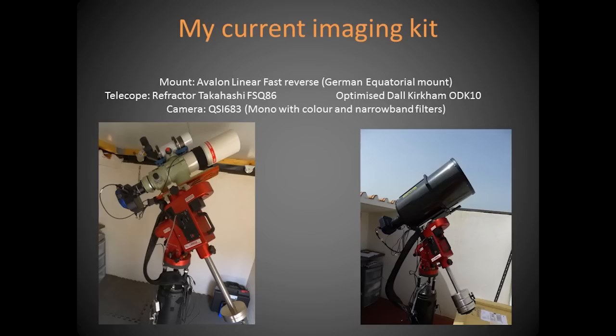Again, totally unprocessed, and that is the sort of thing that you can start with once you start your processing journey. Okay, this is my current imaging kit. I use two telescopes. On the left is my refractor telescope. That's a wide field telescope and gives me a focal length of 330 millimeters, there or thereabouts. And on the right is an optimized Dall-Kirkham telescope, which gives me a focal length of 1,700 millimeters, or 1.7 meters.